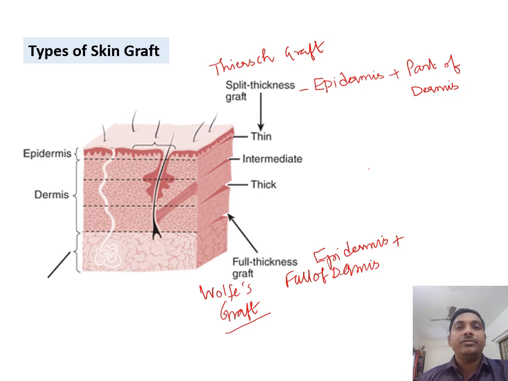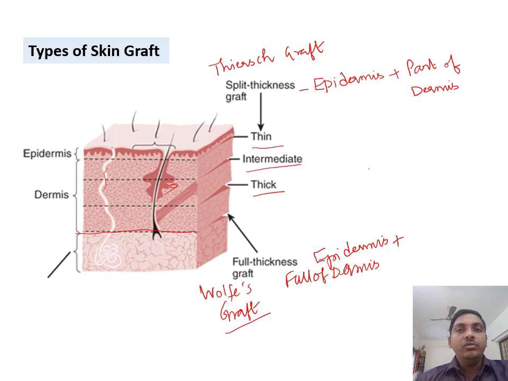The split thickness skin graft is further subdivided, depending on the thickness of the dermis harvested, into thin, intermediate and thick split thickness skin grafts, whereas in a full thickness skin graft you remove the entire dermis. If you look at this image, these are the sweat glands, the hair follicles and the sebaceous glands. In a full thickness skin graft, the entire dermis will be peeled off along with the sweat glands as well as the hair follicles. So a full thickness skin graft will have sensation, will develop hair, and will have sweat.